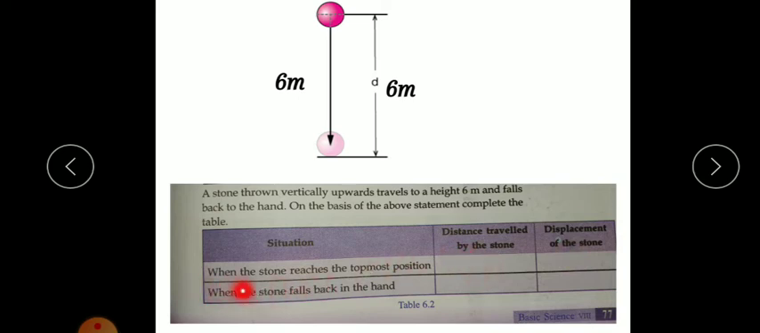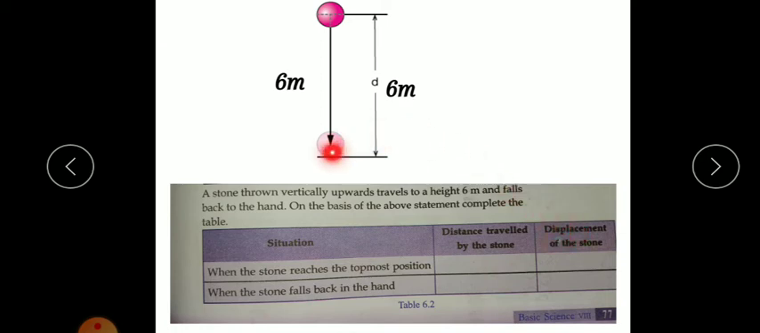Next, when the stone falls back to the hand, from here, if we throw a stone to a height, whether it reaches there itself? No, it comes back to the floor, is it? So when it comes back to the floor, what is its distance? The total distance traveled by this stone will be how much? From here to here 6. From again here to here 6. So total 12 meter. So write the answer 12 meter. What about the displacement?